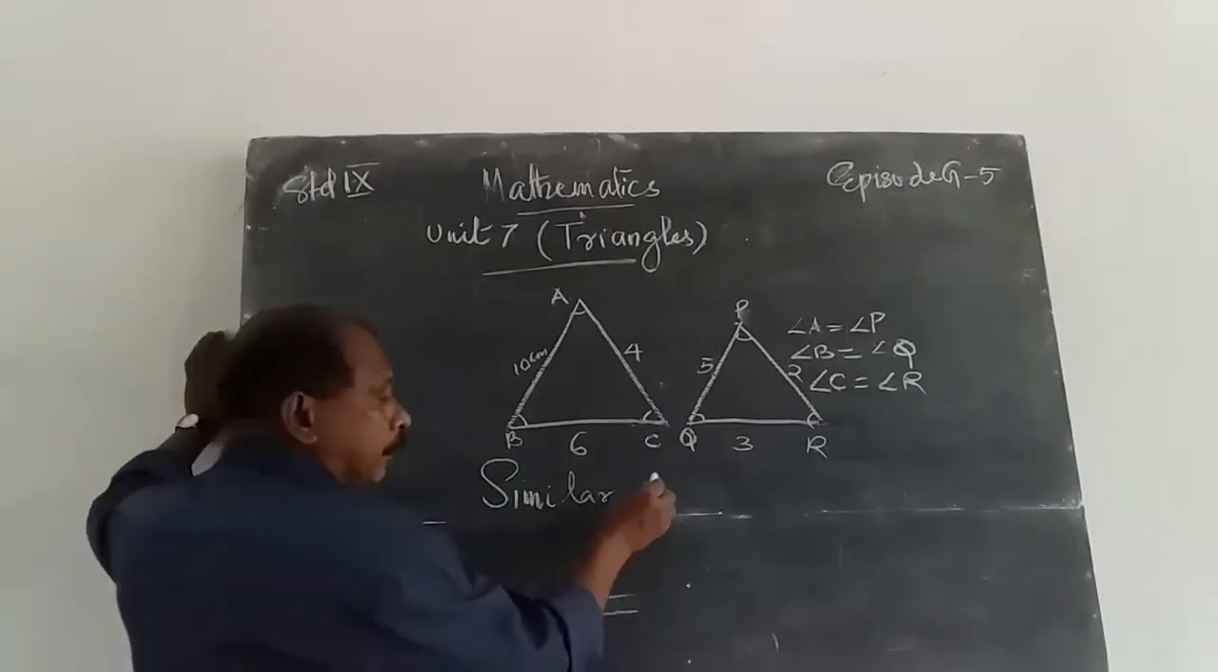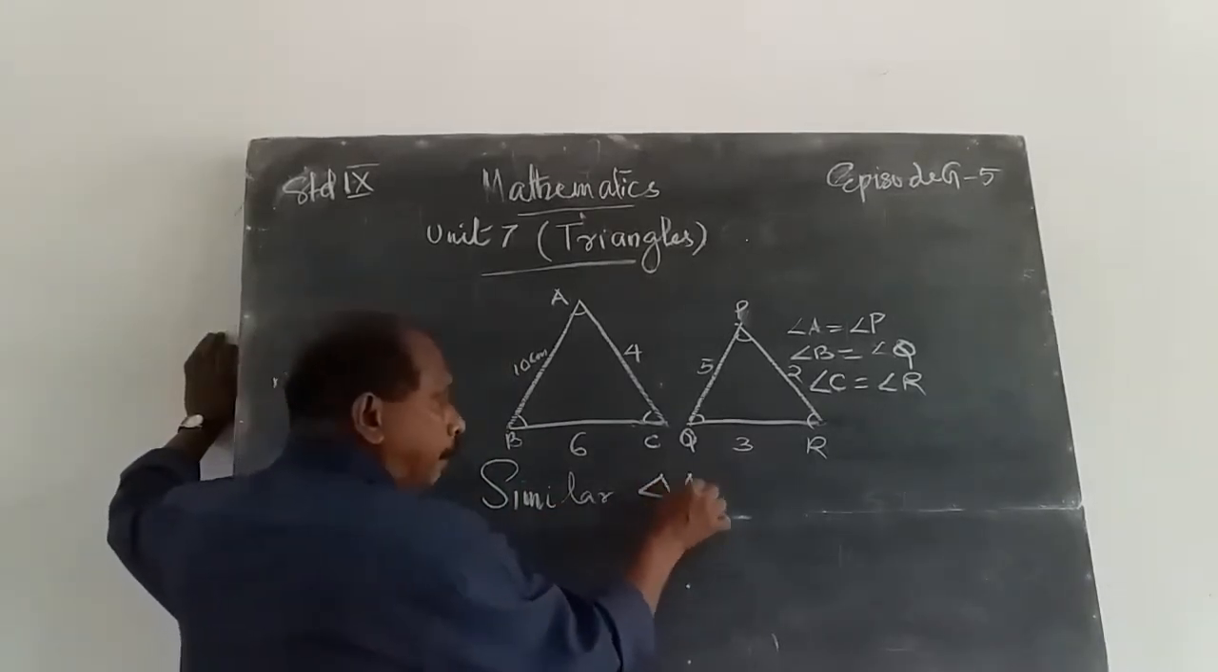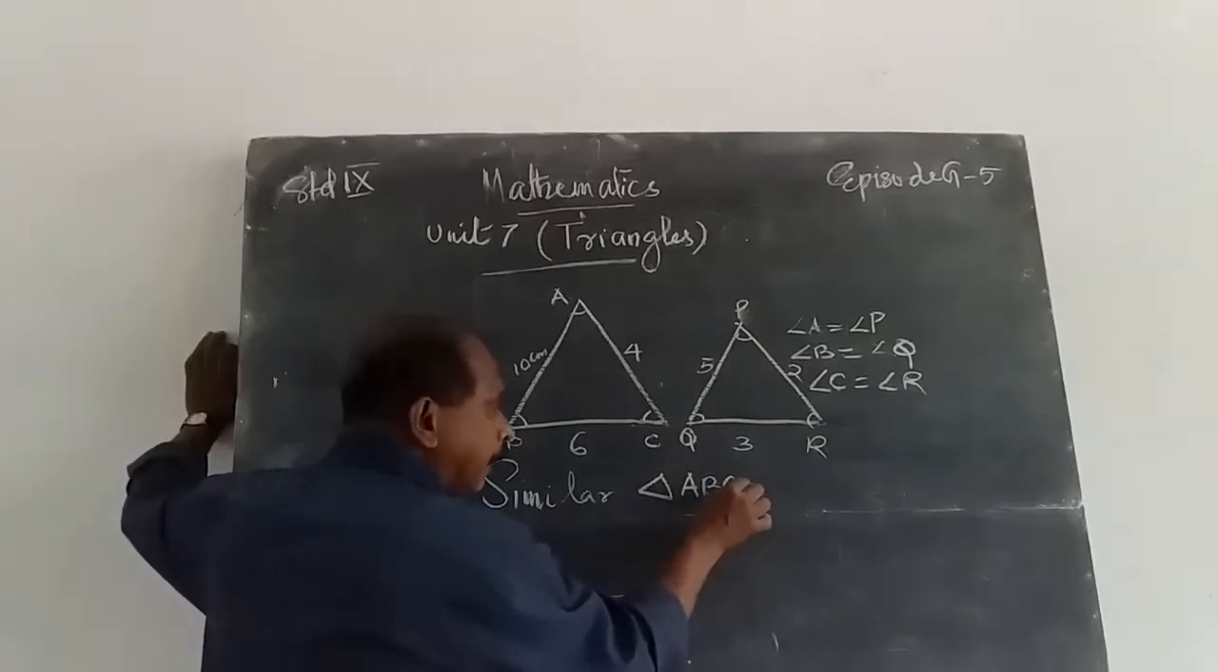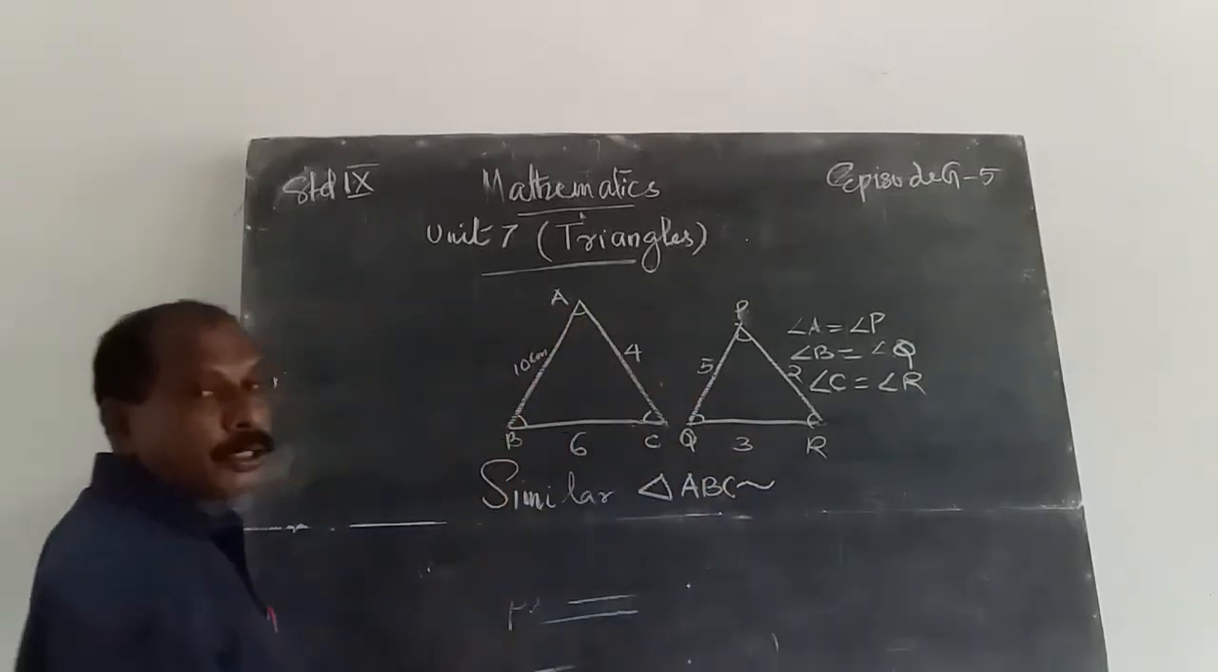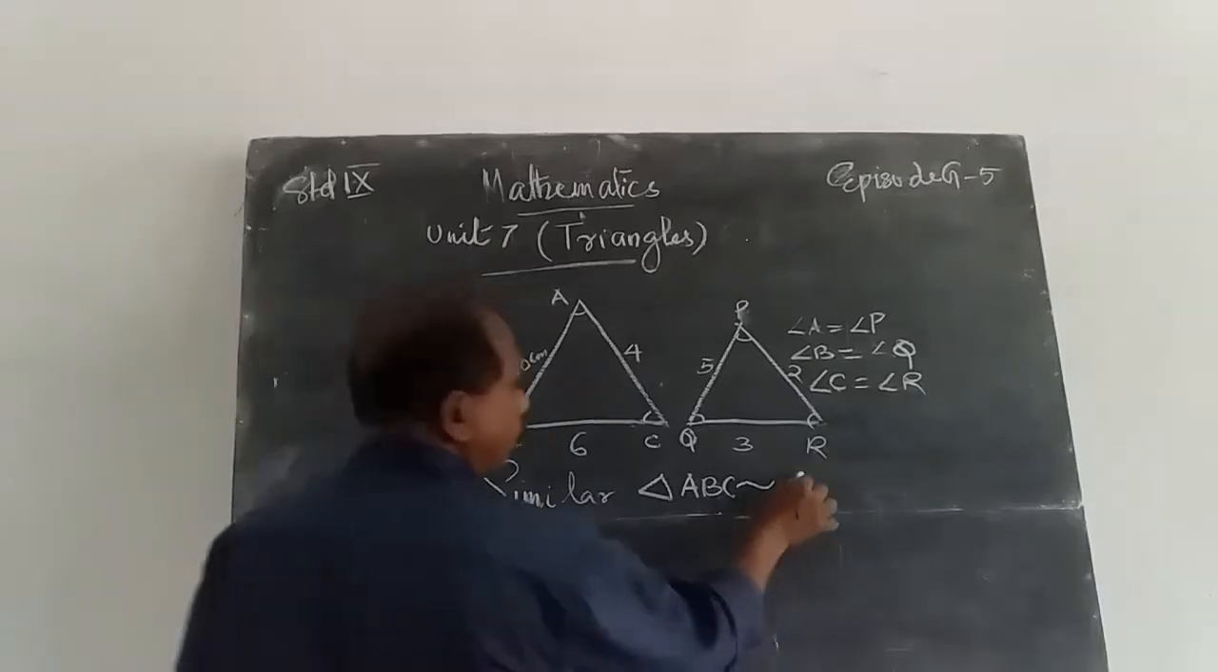The notation for similarity is: triangle ABC similar to triangle PQR. This is the notation for similarity.